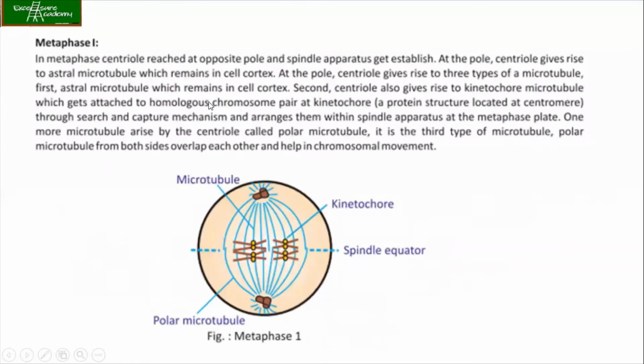Okay, in metaphase, the centrioles reach the opposite poles, and the spindle apparatus is formed. With the help of the tensile force, they try to attach to the centromere of the chromosomes. Again, same thing. Here again, you have the three types of microtubules: the polar one, the kinetochore, and the astral one. Same thing is repeated, okay, guys.